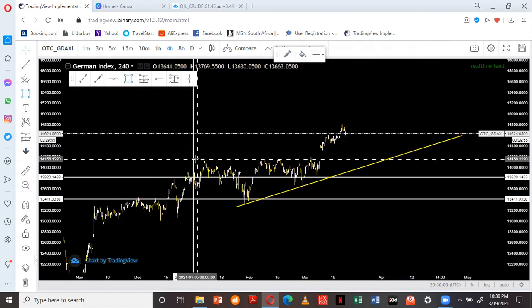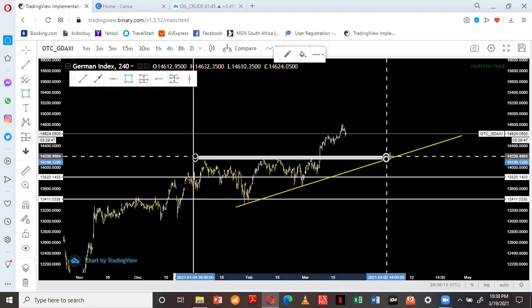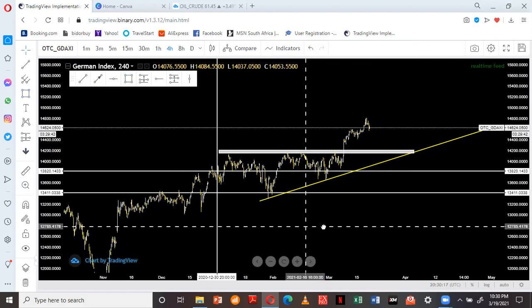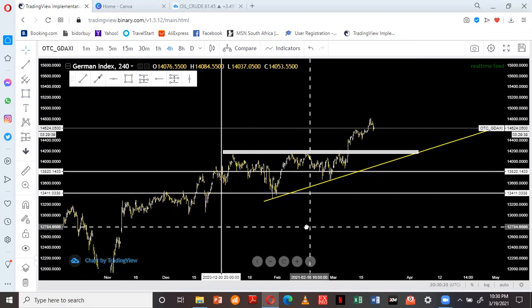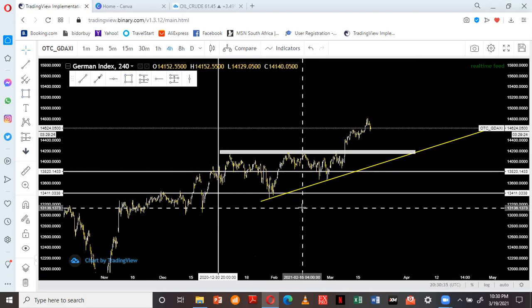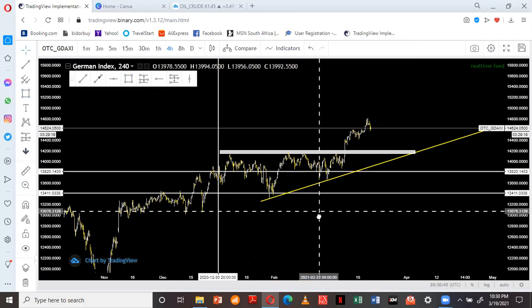Now we can see we have our resistance levels of 2021. That's our resistance level. And we saw what happened to the previous resistance levels. A breakout happened, then came a retest on that resistance, turning it into support. During 2021, it never happened. So now what can we expect?